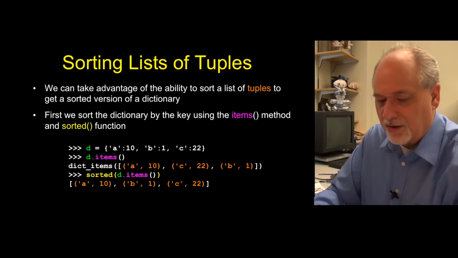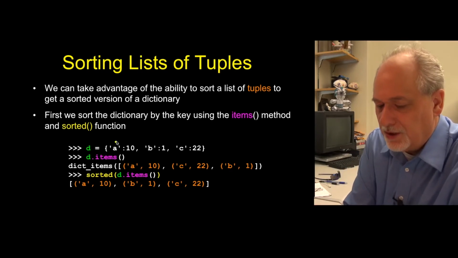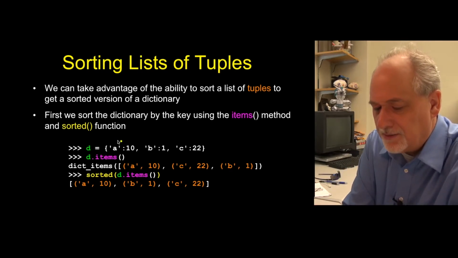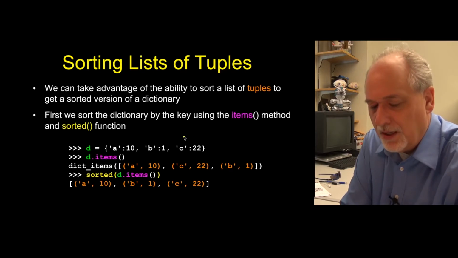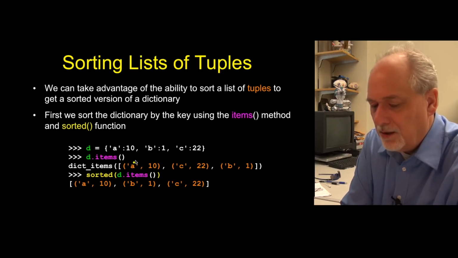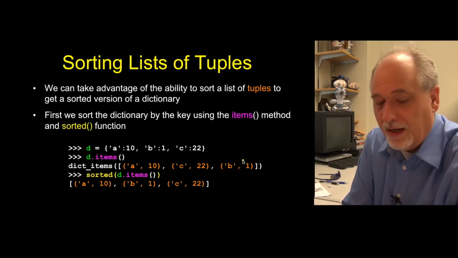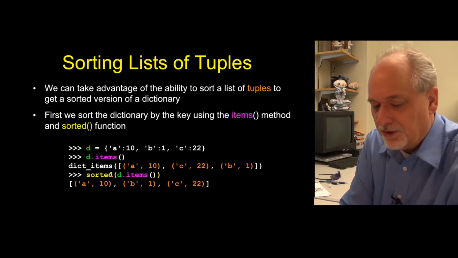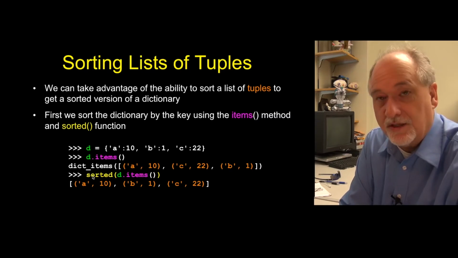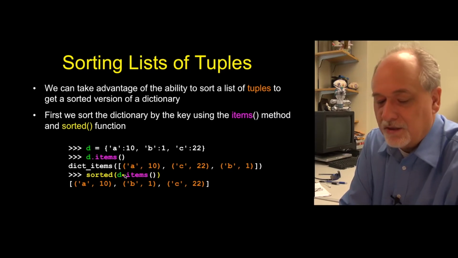If we take a look at this code right here, we have our happy little dictionary: A maps to 10, B maps to 1, C maps to 20. What are we going to get here? Well, the mapping comes out the right way, but the order is whatever. Now we use this function called sorted, which takes in a sequence and returns a sorted version of it, a list that's sorted.